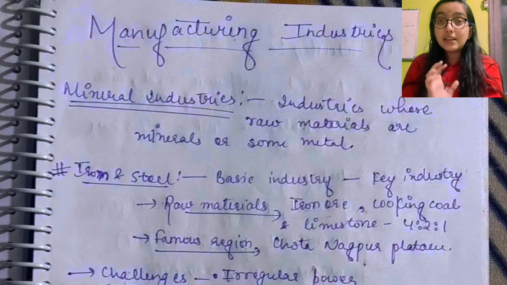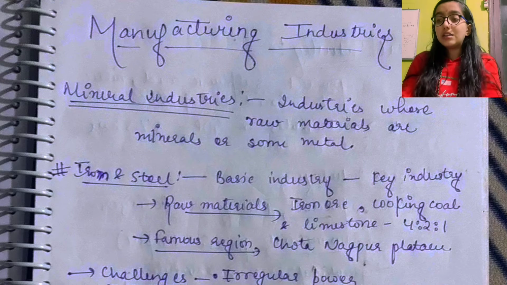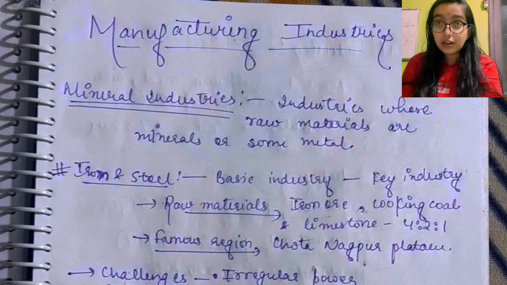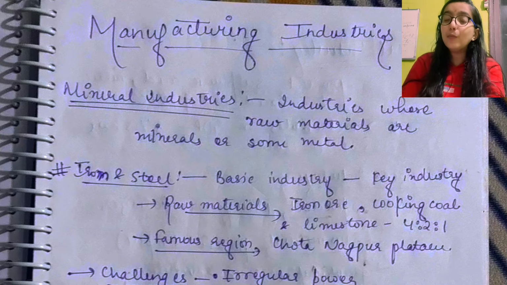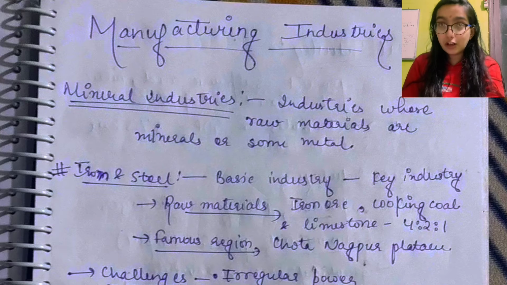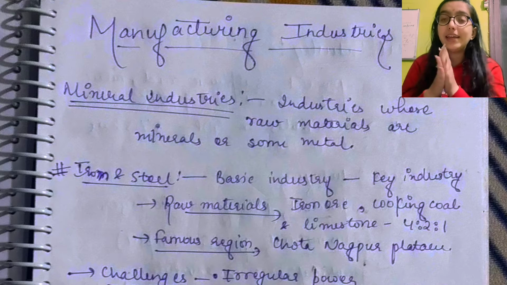The basic industry of mineral industries is the iron and steel industry. It is a key industry. Now just comment fast, what is a key industry? I taught you in the first part of this chapter. So just tell me quickly, what do you mean by key industries?